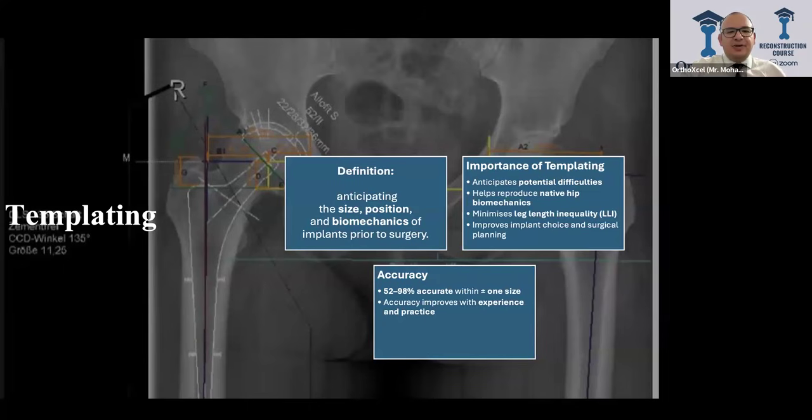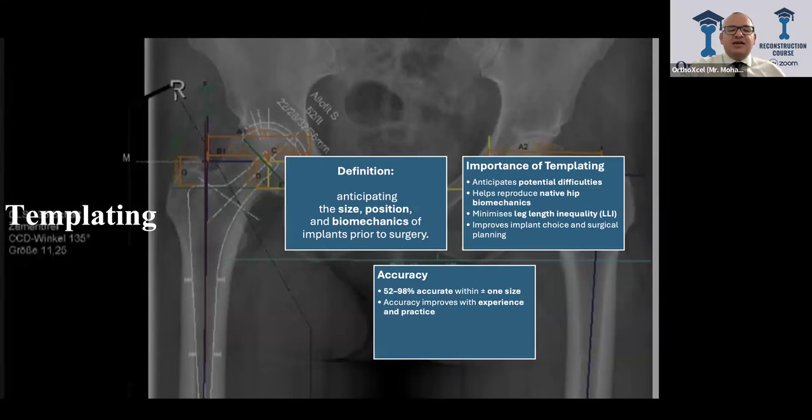An ideal total hip, again, is to restore the center of rotation, restore length, restore offset and soft tissue tension, and get a proper alignment or position of the component. Our idea from the templating is to try to predict the sizes, the position, and the biomechanics: what component will I put, what is the size of the component, and what is the position or inclination of the component I'll be putting.